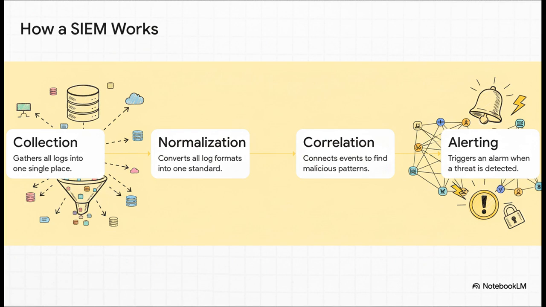So, how does this thing actually work? Well, a SIEM follows a really simple 4-step process. First step, collection. It just vacuums up all those scattered logs into one central place. Second, normalization. It acts like a universal translator, converting every log into one single, consistent language. Third, and this is the magic part, is correlation. It connects the dots between all the different events. And finally, alerting. When it finds a suspicious pattern, it sounds the alarm.